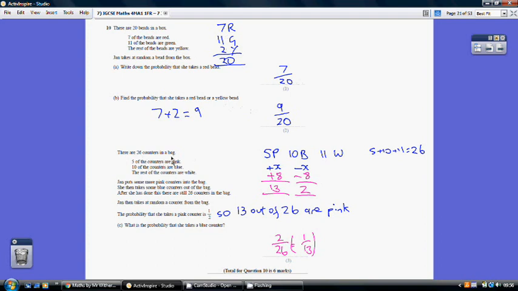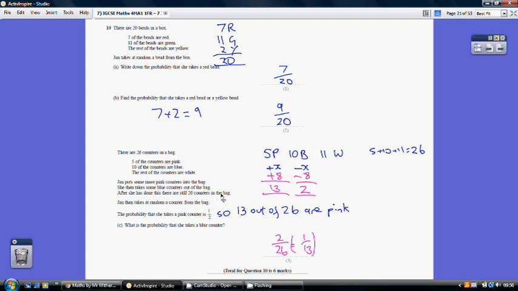Now there are 26 counters in a bag. 5 of the counters are pink, 10 of them are blue, and the rest are white. So to start off with, we've got 5 pink plus 10 blue plus 11 white. That gives us a total of 26. Now what we're told, Jan puts some more pink counters in the bag, so that they're going to go up. So let's just say we're putting in an extra X number of counters. She then takes some blue counters out of the bag. After she has done this, there are still 26 counters in the bag.